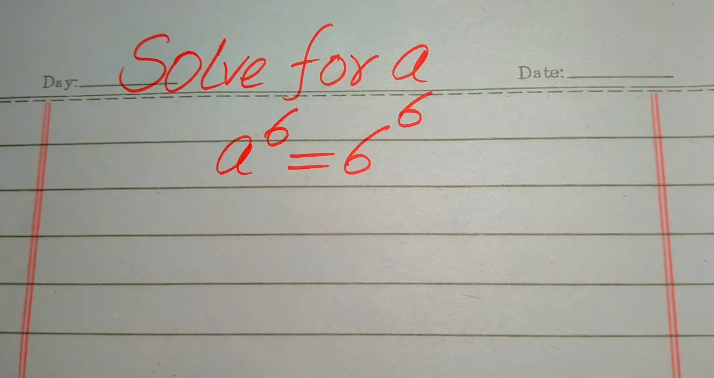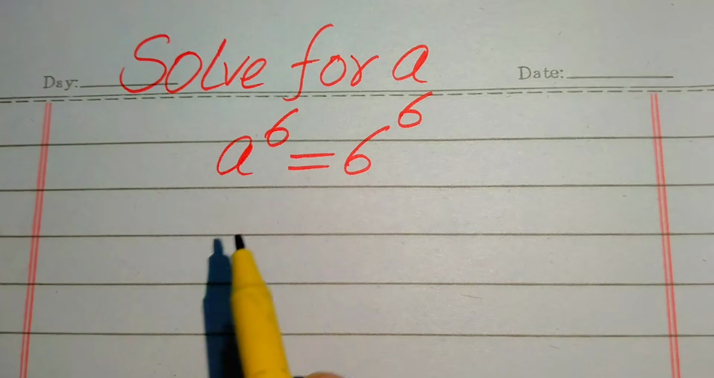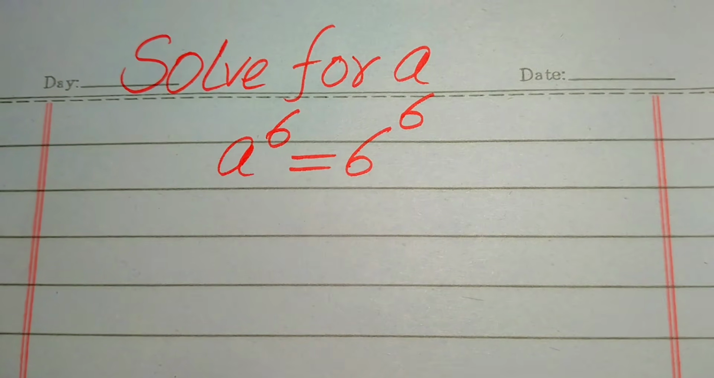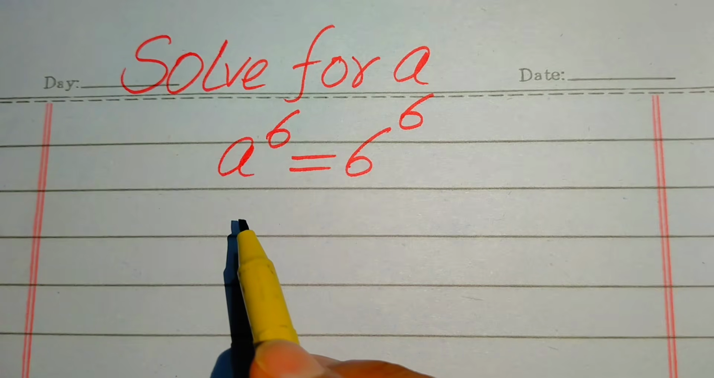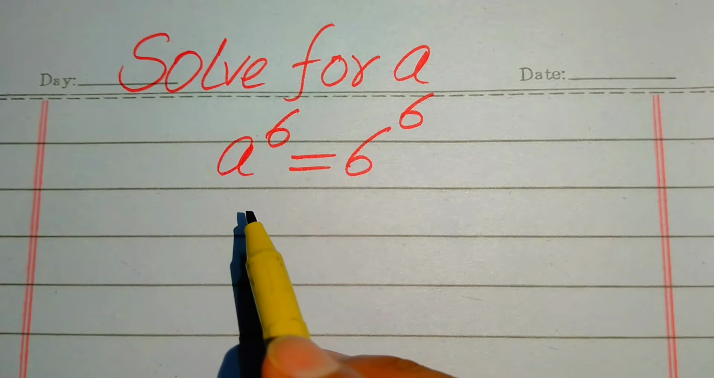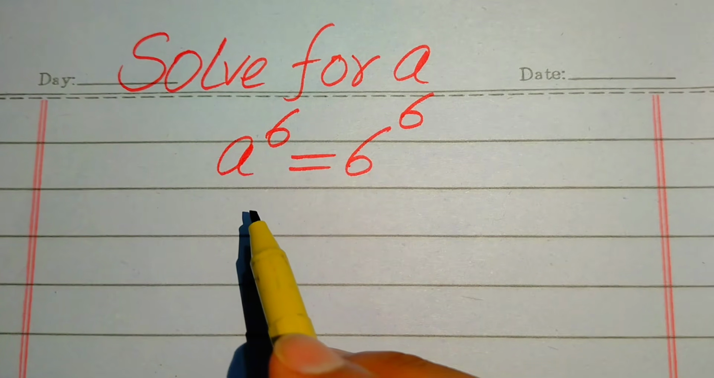So here we have this nice algebraic equation: a to the power of 6 is equal to 6 to the power of 6. We solve this problem for all the values of a. You see that this is a sixth order equation. It means that this equation has 6 or fewer roots. So we need to find all the roots of this equation.